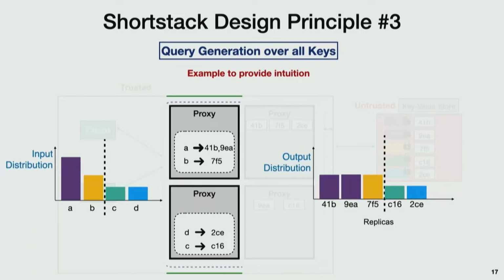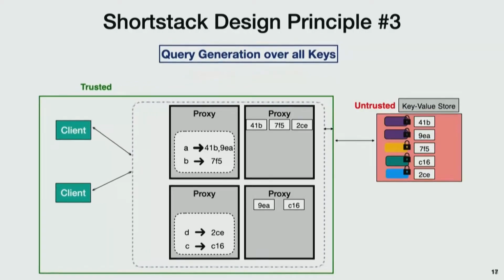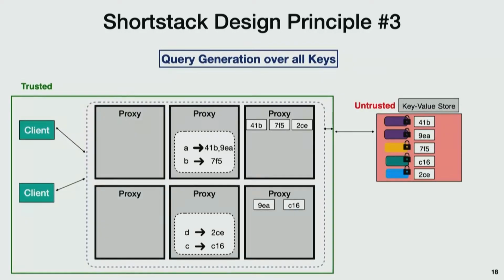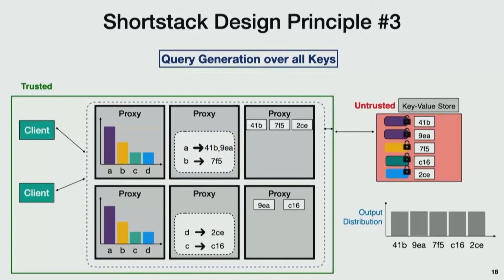You'll notice something like this, where the distribution inside the first partition is uniform, and the distribution inside the second partition is uniform, but across both the partitions as a whole, the distribution is not uniform. This is non-oblivious access, and we do not want it. So we introduce a new layer where the proxy servers do query generation over all the keys. Each proxy server in that layer will do query generation independently. And the output distribution as a result is uniform across all the keys.